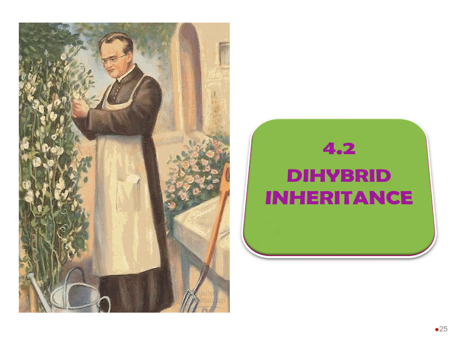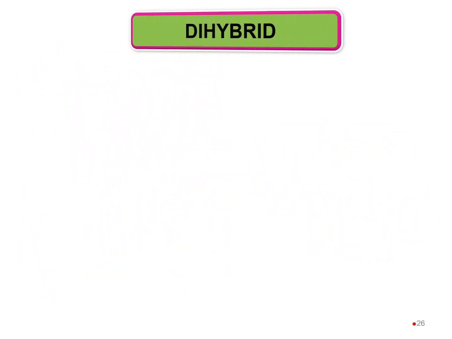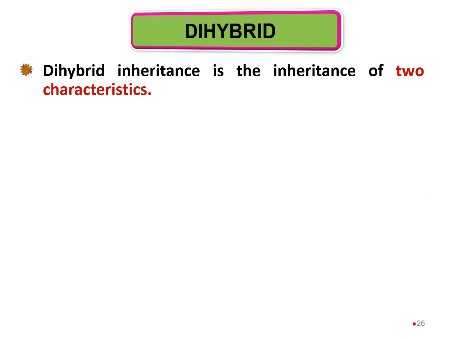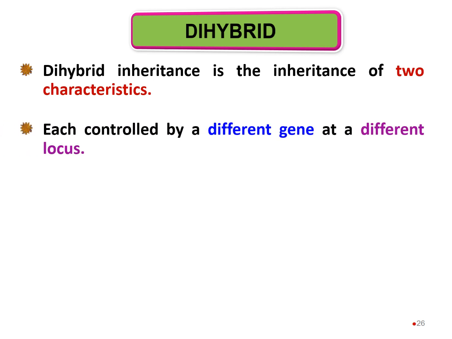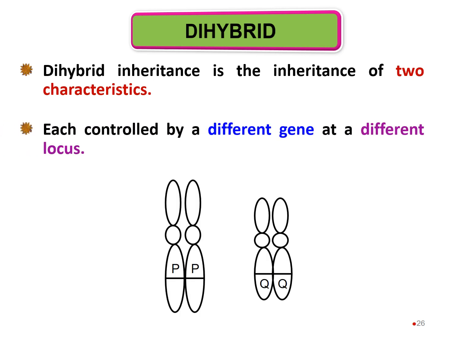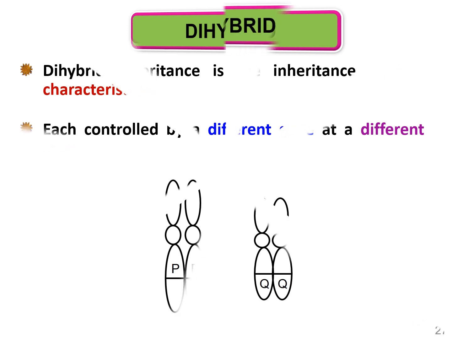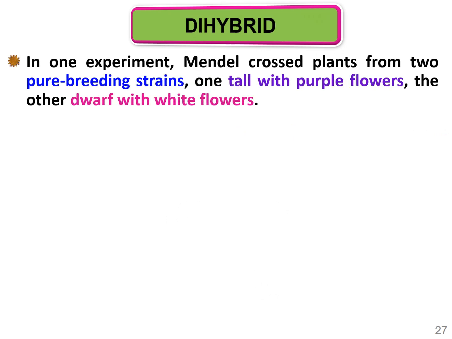Right now, let us discuss dihybrid inheritance. Dihybrid can be defined as the inheritance of two characteristics. As we can see in this chromosome, it has two different characteristics that are controlled by different genes at different loci. In one experiment, Mendel crossed plants from two pure breeding strains, one tall with purple flowers and another dwarf with white flowers.